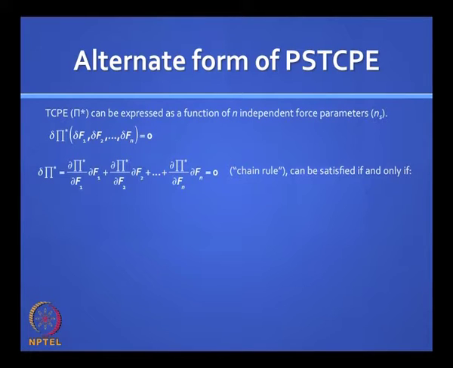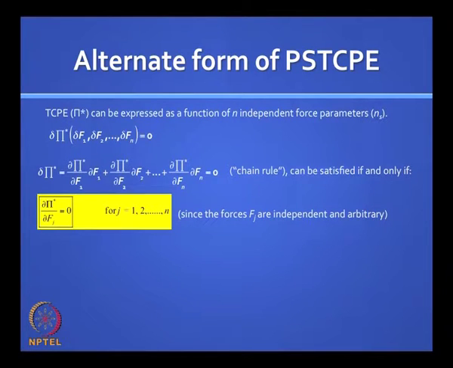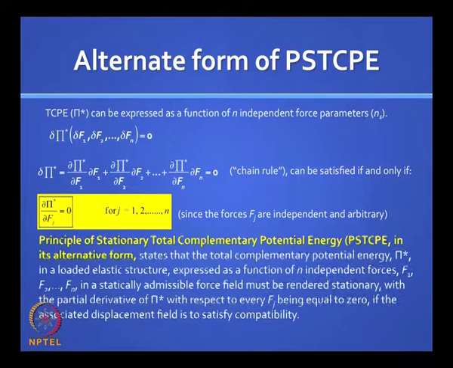An expression of compatibility, you can go through the same procedure and you can find the alternative form which reduces to dou pi star by dou Fj equal to 0. Earlier it was dou pi by dou dj equal to 0, and that one equation, that is the first variation of pi star equal to 0, now multiplies into n number of equations depending on the number of independent forces that you get. Okay.